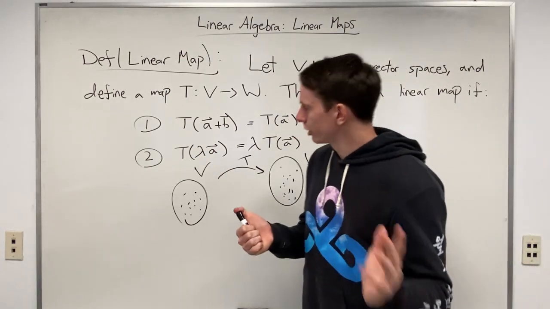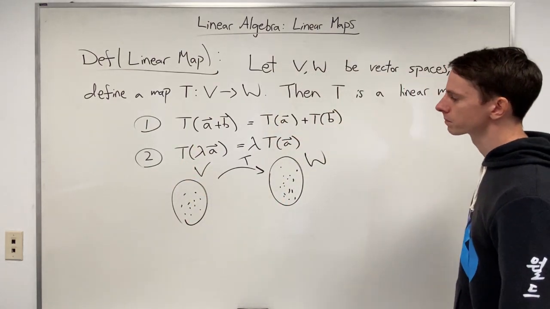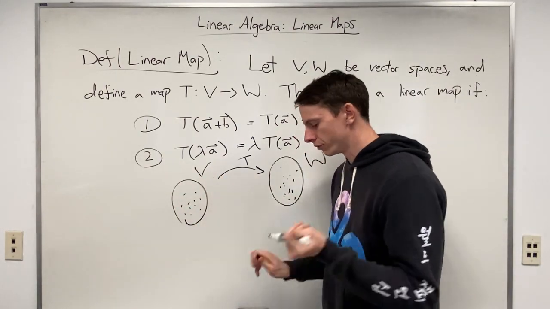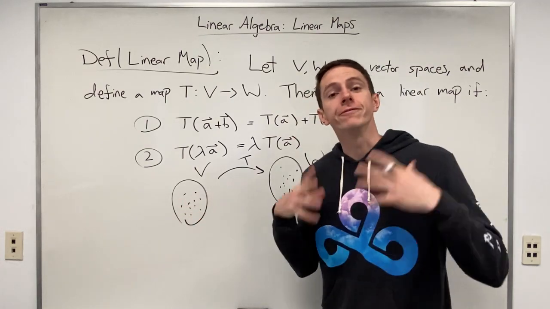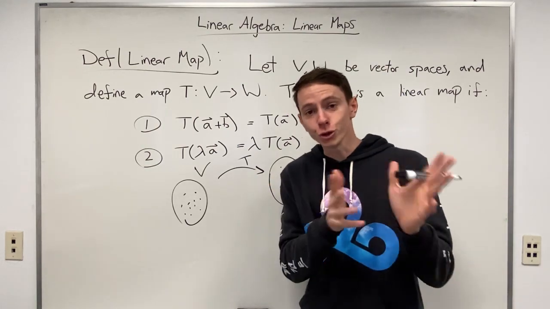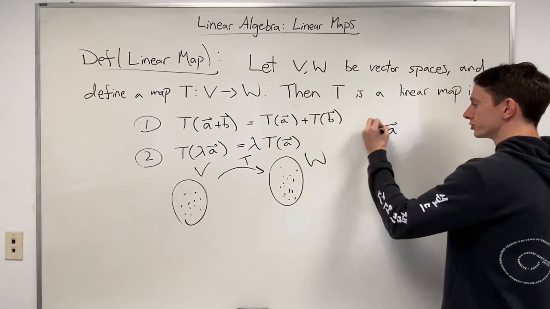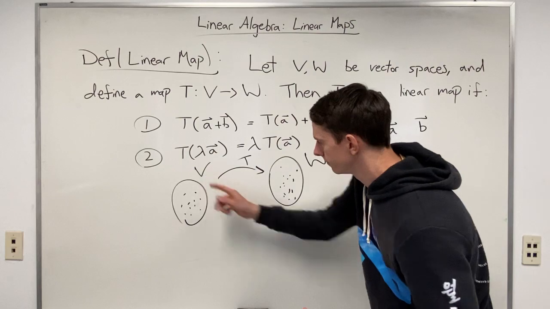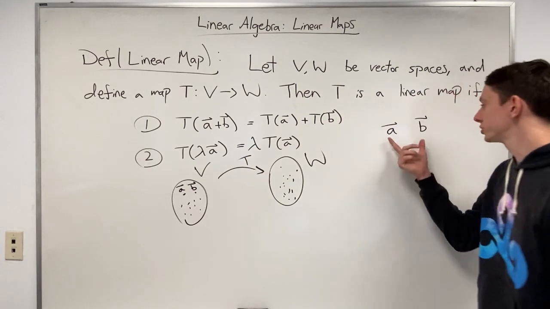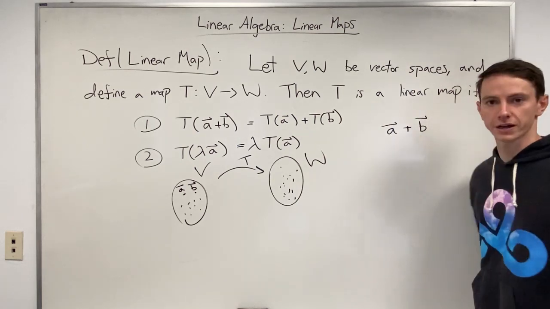But the question still remains: why are these two properties important? Why do we care about them? Let's go back to the vector space V and think about how the vectors in V interact with each other. We know that there are two ways elements of a vector space can interact. If we have two vectors inside V, maybe we'll call this dot A and this dot B, these two vectors can interact through vector addition. That was one of the properties of vectors.